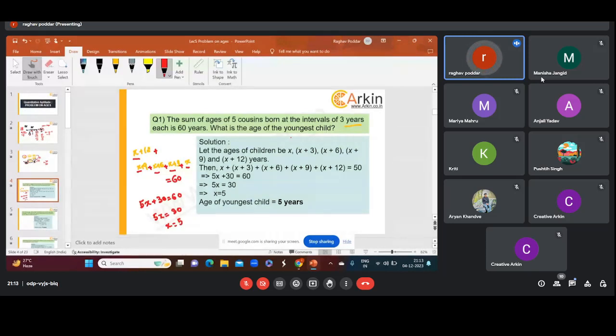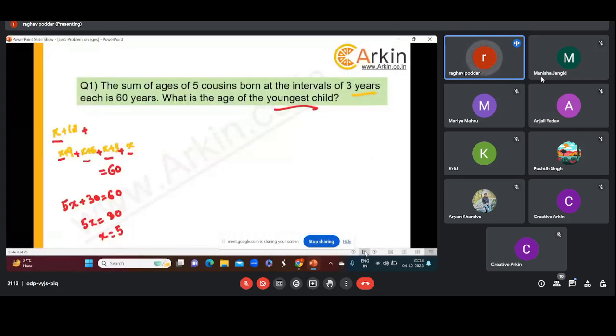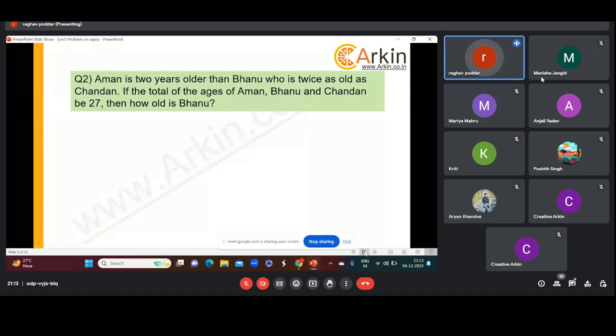Now what have they asked in the question? What is the age of the youngest child? So I assumed the age of the youngest child to be x. So it is x. If they would have asked me the age of the eldest child, it would be x plus 12, that is 5 plus 12, which is equal to how much? 17 years. Everyone understood how I did this? Anyone has any doubt or hasn't understood this? Super. Let's move on to the next question.